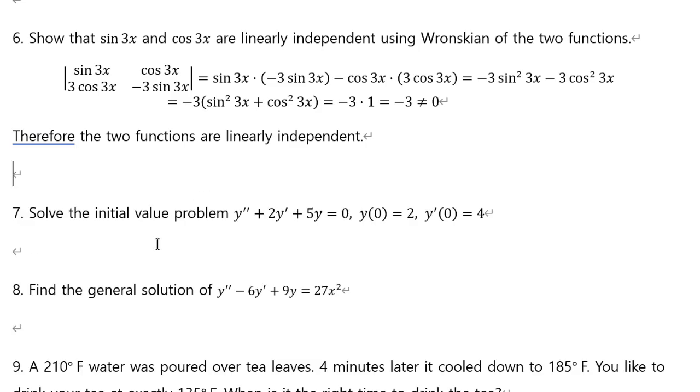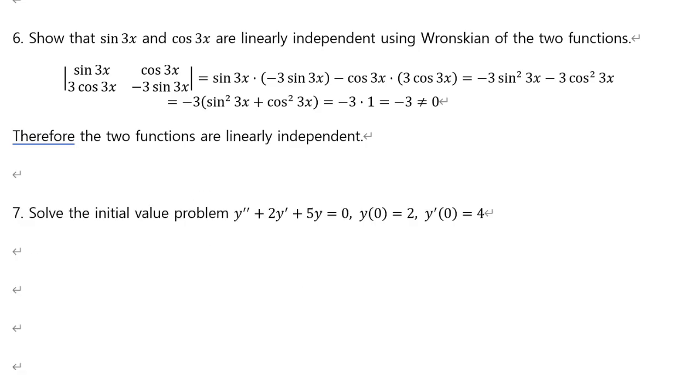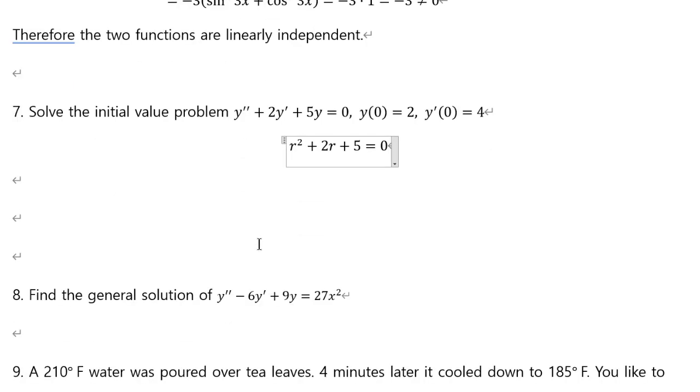Okay, solve the initial value problem. And now this is a second order homogeneous differential equation. So to solve it, you need to write down the characteristic equation. So r squared plus 2r plus 5 equal to 0. And you can just use the quadratic formula to get the value of r, but I think it's easier in this case to just do the completing the square.